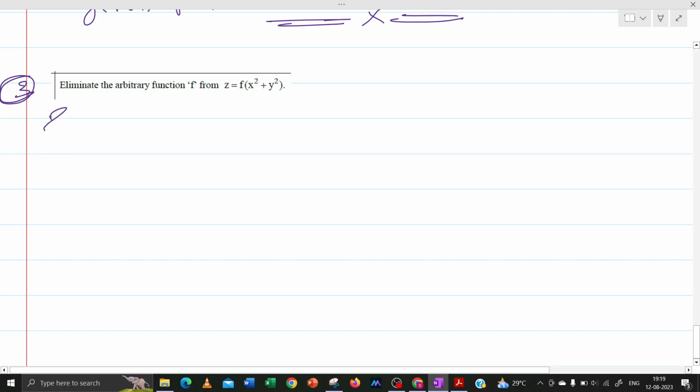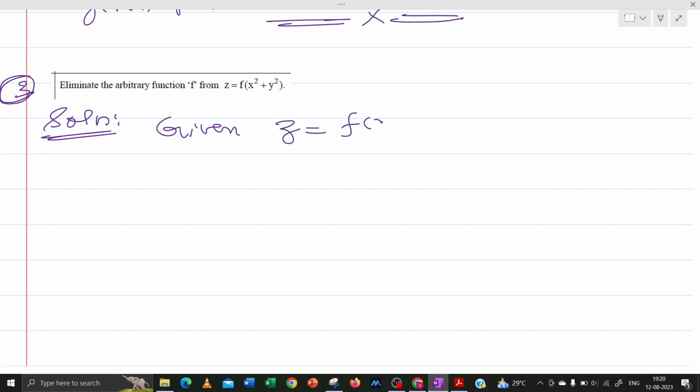We'll solve that. Write the solution for this. Eliminate the arbitrary function f from z equal to f of x square plus y square. So what is the given equation here? Given is z equal to f of x square plus y square. We have to eliminate the arbitrary function here.